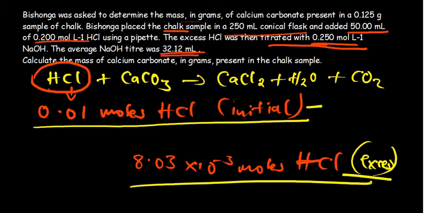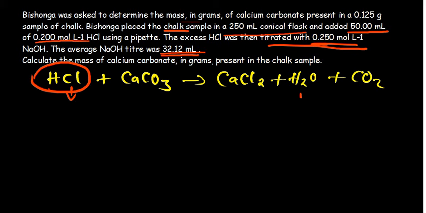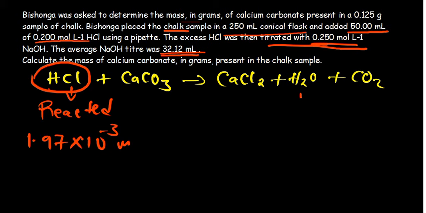So the difference I'm getting is 1.97. The number of moles of hydrochloric acid that had reacted in the first reaction is 1.97 times 10 to the power negative 3 moles. Okay, so we'll observe now the mole ratios again. What mole ratios are we able to observe? Is the reaction balanced already?